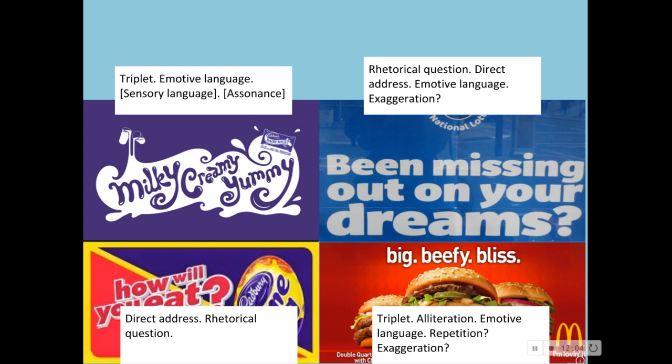The McDonald's one is a triplet. It's also alliteration, that b. It's also emotive language. Bliss means extreme happiness. You could perhaps call it repetition because we're repeating that full stop, single word sentences. And you could perhaps say it's exaggeration. A McDonald's cheeseburger does not help you achieve the perfect happiness of bliss.